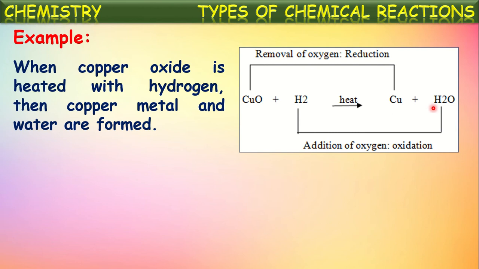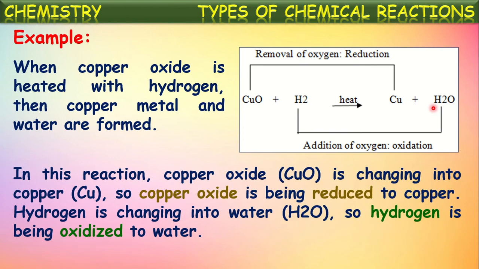Now in this reaction, let us see which is getting oxidized and which is getting reduced. In this reaction, copper oxide is changing into copper. So what is happening here to the copper oxide? Copper oxide is losing oxygen to form pure copper metal. That loss of oxygen is called reduction. So we can say copper oxide is being reduced in this reaction. Copper oxide is reduced to copper.